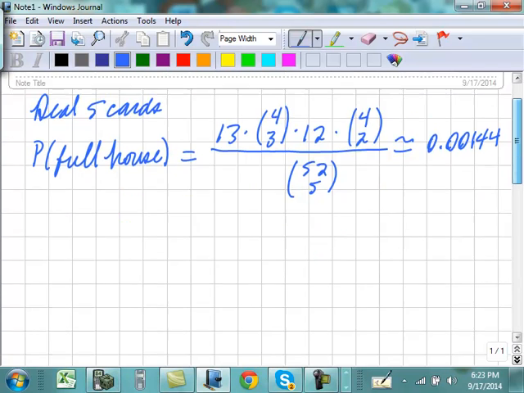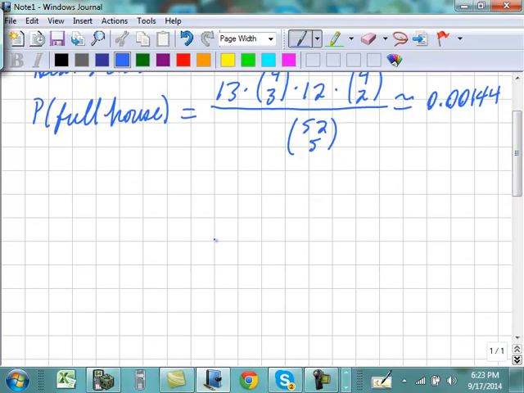Okay, let's calculate the probability of getting some other hand. How about a royal flush? Probability of getting a royal flush. Now, how many ways can you get it? By the way, what is a royal flush? Oh, hold on. A royal flush is what?